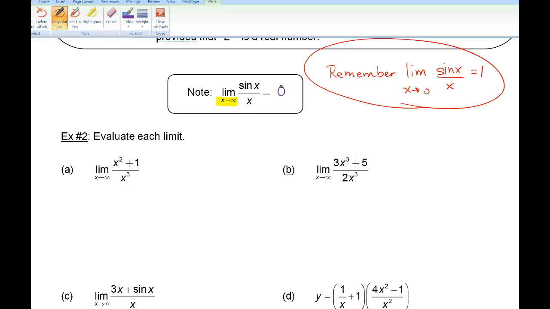And actually, just as a side note, the cosine is the same. The limit of cosine of x over x equals 0. These two are identical because cosine also goes up and down from negative 1 to 1, but the denominator is getting increasingly large without bound, so therefore the cosine over x is also 0.